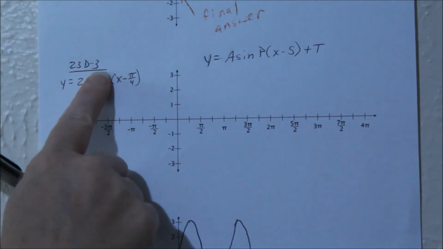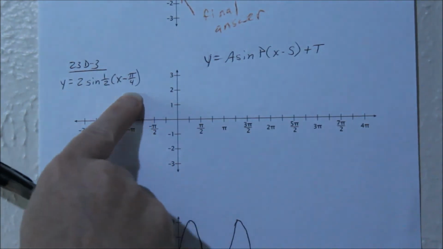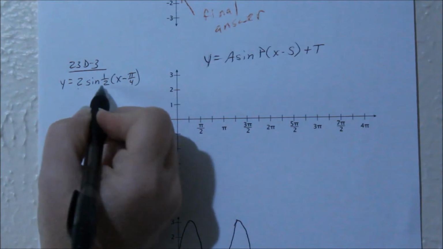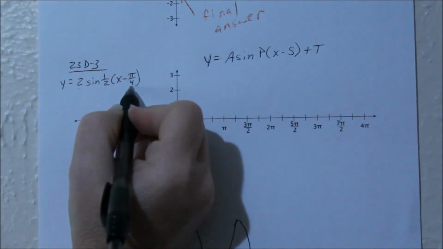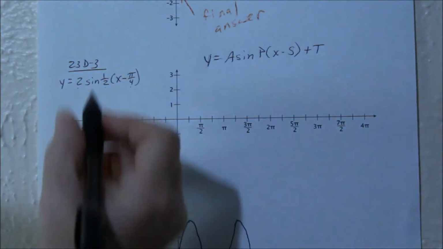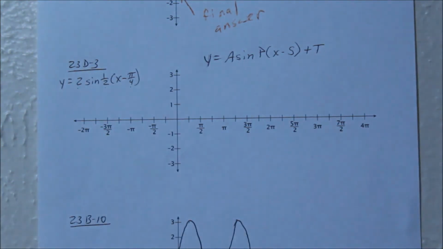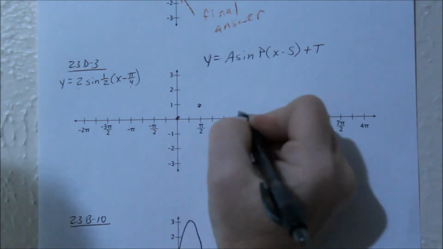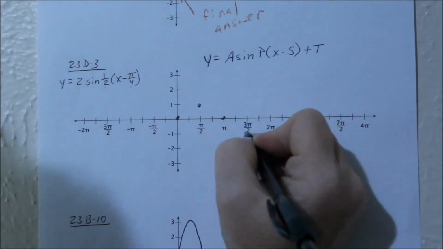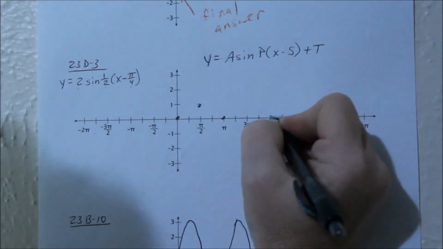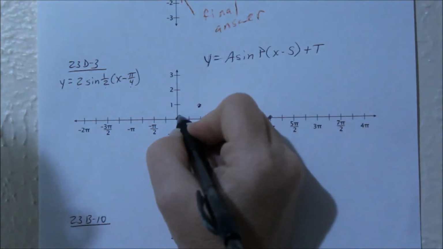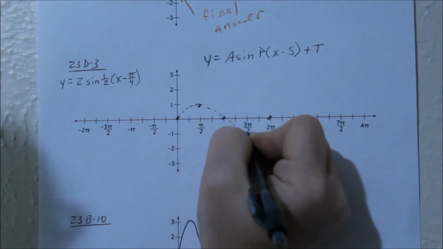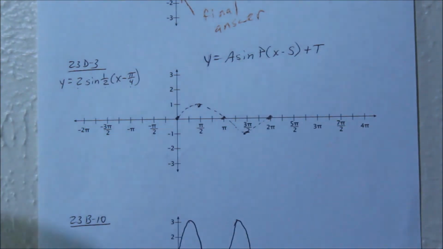Okay, we're doing 23D3, and we've got this equation, and there's an amplitude change, a period change, and a phase shift. So the only thing we don't have in this equation is a translation change, okay? So we're dealing with sine, so graph basic sine first. So sine starts at 0, goes up to 1 at 90, goes back down to 0 at pi, down to -1 at 270, and then back to 0 at 360, okay? So I'm going to draw that as a dash because that's not my final answer. And now I'm going to work on changing colors.